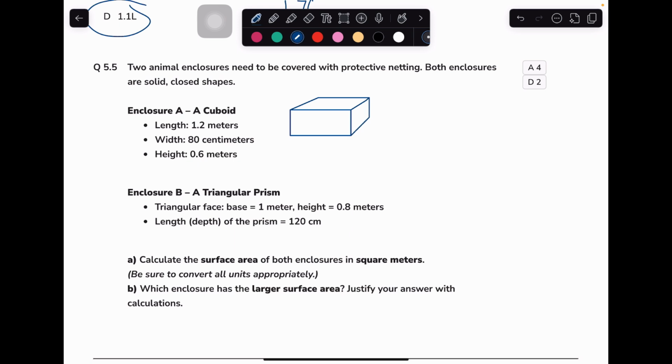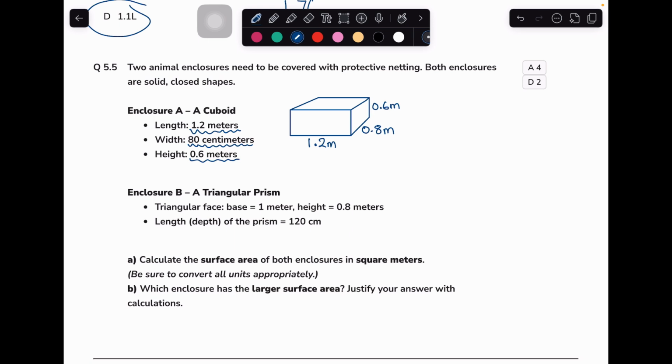Okay. And then, right, so this is our cuboid. We have a length of 1.2 meters, a width of 80 centimeters, and a height of 0.6 meters. So two of my measurements are in meters. So I'm going to write all of my measurements in meters. So my length is 1.2 meters. My height is 0.6 meters. So this 80 centimeters, I need to change into meters by dividing by 100. So it would be 0.8 meters.